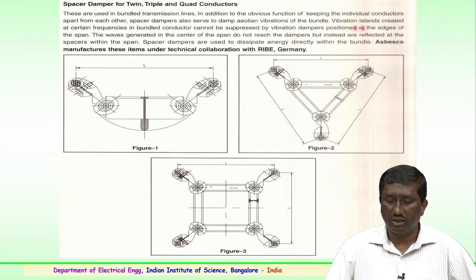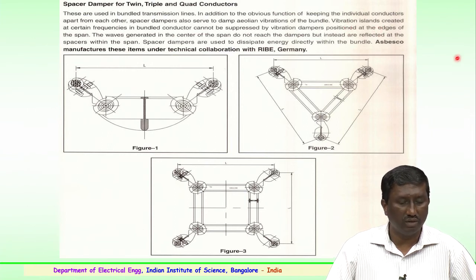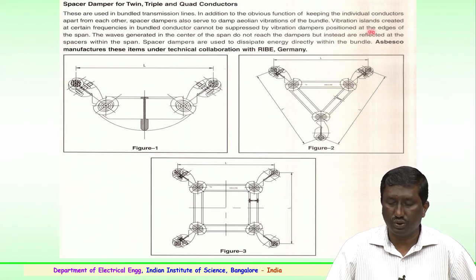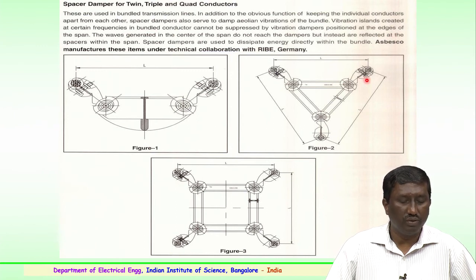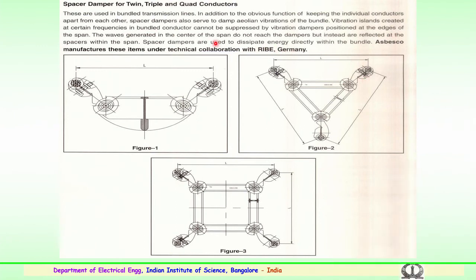Then, vibration islands created at certain frequencies in a bundle conductor cannot be suppressed by vibration dampers positioned at the edges of the span. So, the waves which are generated in the center of the span do not reach the dampers, but instead are reflected at the spacers within the span. So, at that instant these spacer dampers are used to dissipate the energy directly within the bundle and perform the functions.